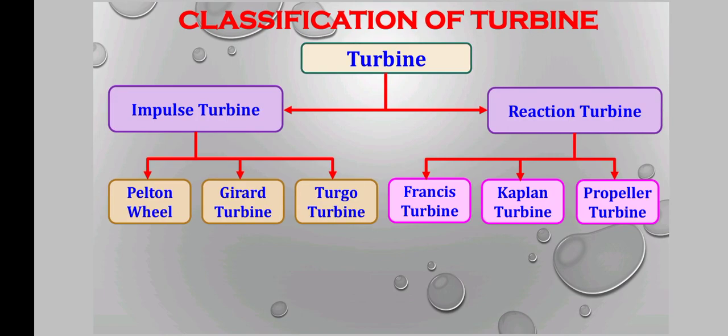This is the main classification of turbine. First is the impulse turbine and second is the reaction turbine. Under impulse turbine there are the Pelton wheel, Girard turbine and Turgo turbine, and under reaction turbine there are the Francis turbine, Kaplan turbine and propeller turbine.